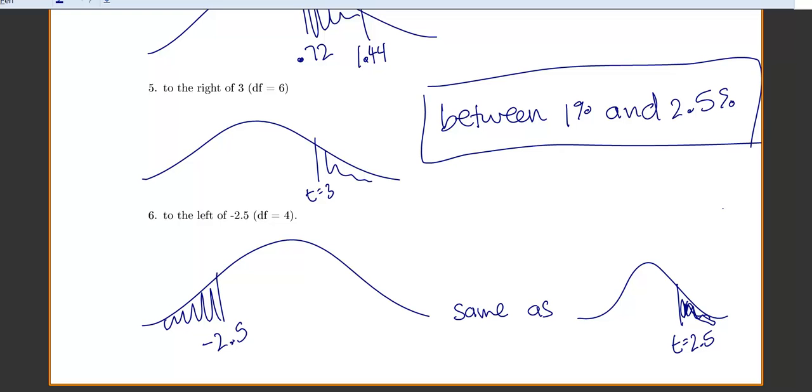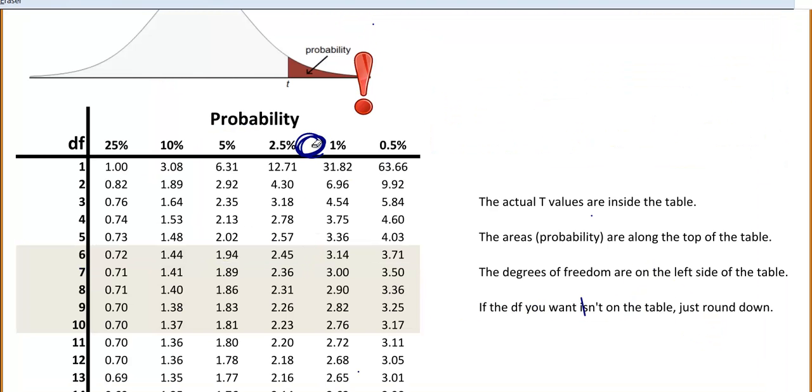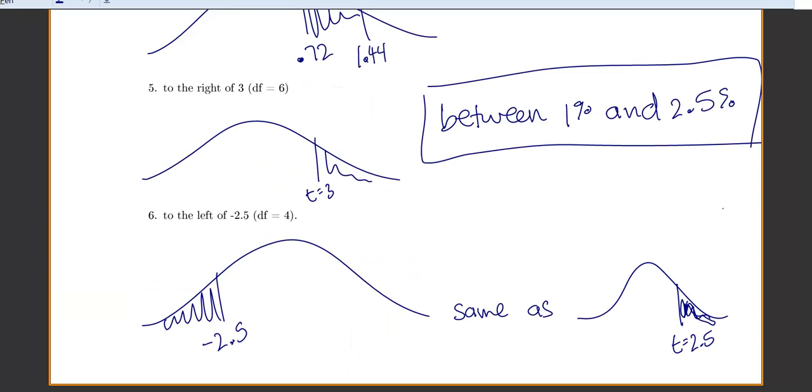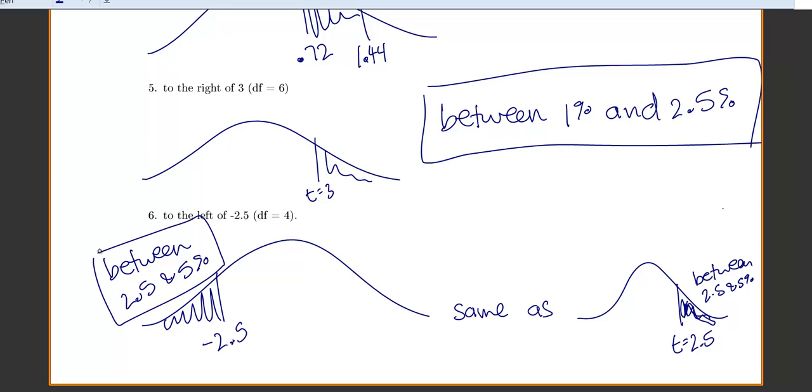So let's go to our t table. We have 4 degrees of freedom and we're looking for 2.5. So 4 degrees of freedom, look for 2.5, it would be somewhere about here. So the area is somewhere between 5 and 2.5%. So this area is between 2.5 and 5%. It is frustrating that we can't narrow it down any better than that with the table, but that's the way things are, and we just leave that as our final answer.